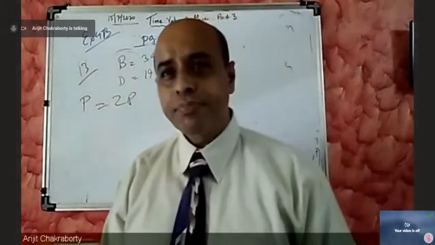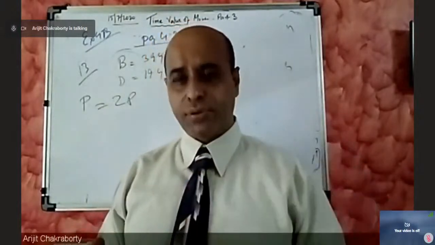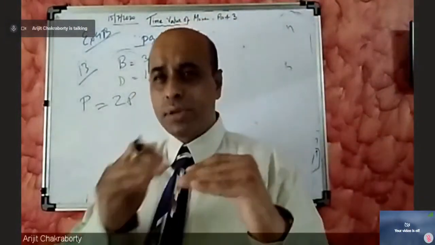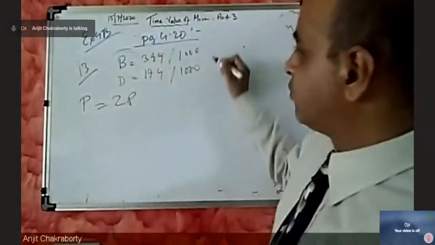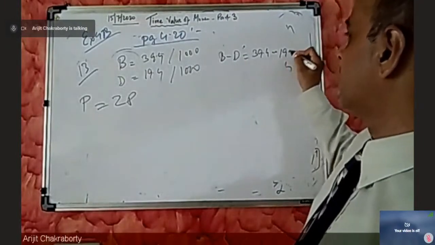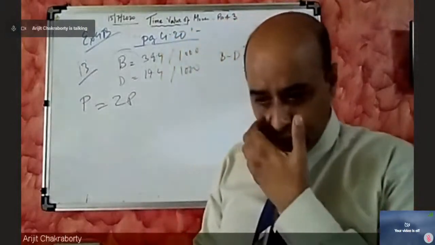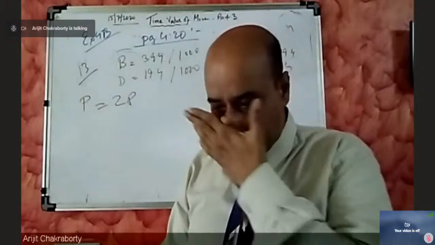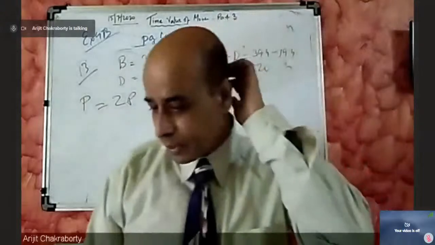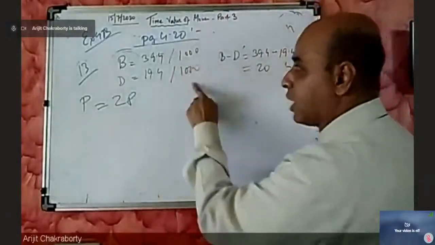Right. So just apply your mind. Birth minus death. Here the number of births is more than deaths, so the difference gives you the net increase. If I write B minus D, this comes to 39.4 minus 19.4, that is 20. So this comes to 20 per 1,000.